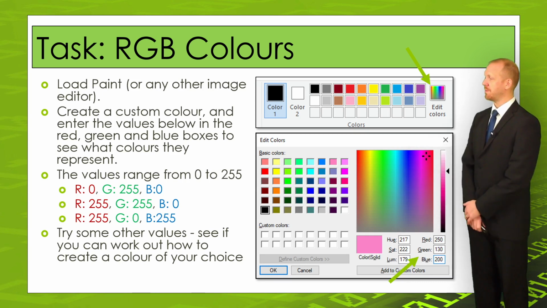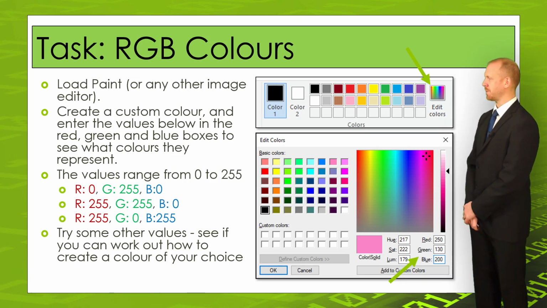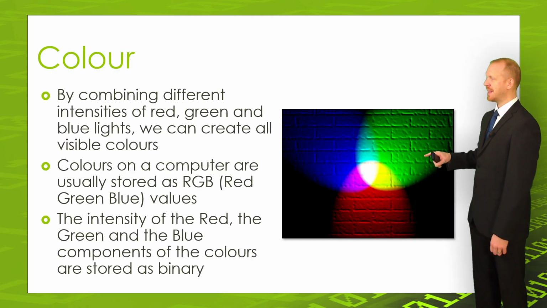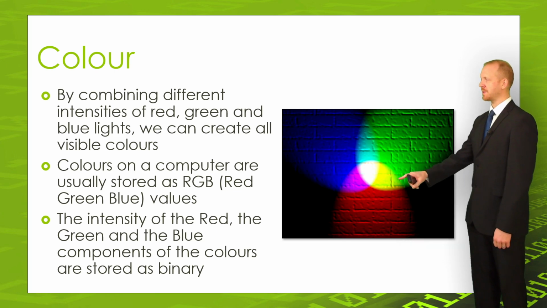What about this one? Red 255, green 255, blue 0. Putting full red, full green and no blue, what colour would that come to? Well, if we look back at the previous slide, there's a bit of a hint here. Look what happens when green and red are mixed.